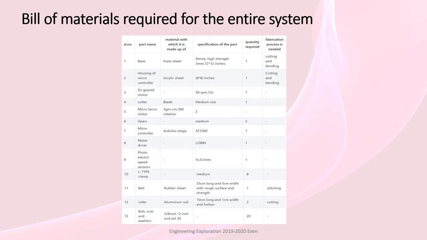So next we have the bill of materials required for the entire system. We have columns here like serial number, part name, material it is made of, specification of the part, quantity required and fabrication process needed. We have used parts like base, housing of microcontroller, DC gear motor, cutter, micro servo motor, gears, microcontroller, motor driver, photoelectric speed sensor, L-type clamp, belt, roller, bolts, nuts and washers.